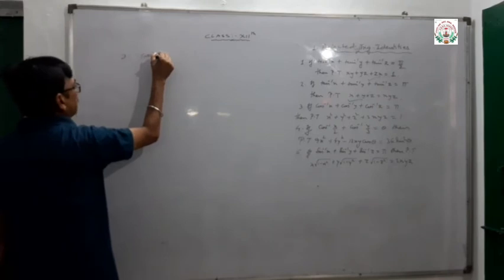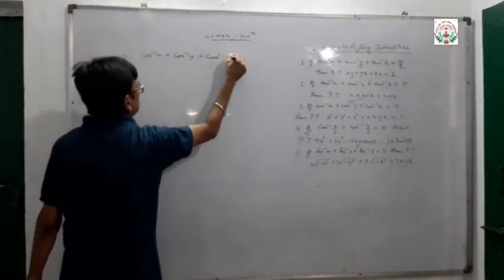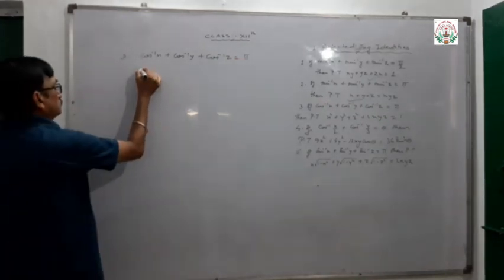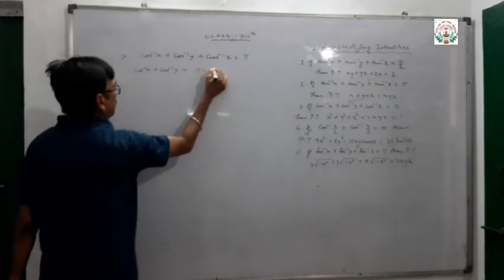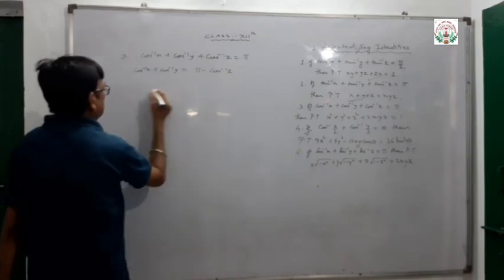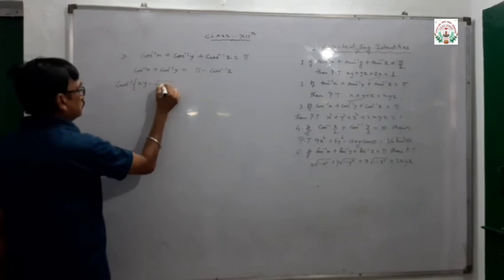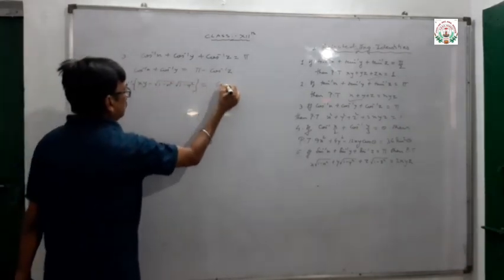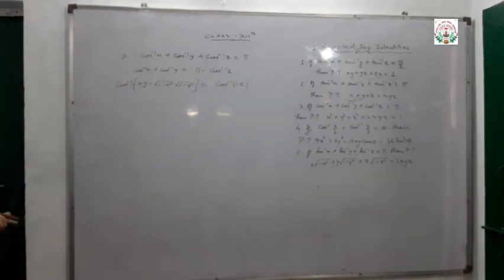cos inverse of x plus cos inverse of y plus cos inverse of z is equal to pi. So cos inverse of x plus cos inverse of y is equal to pi minus cos inverse of z. Using the formula, cos inverse of x plus cos inverse of y is cos inverse of xy minus under root 1 minus x square times under root 1 minus y square. Cos of 180 minus theta is minus cos theta, so pi minus cos inverse of z will be cos inverse of minus z.